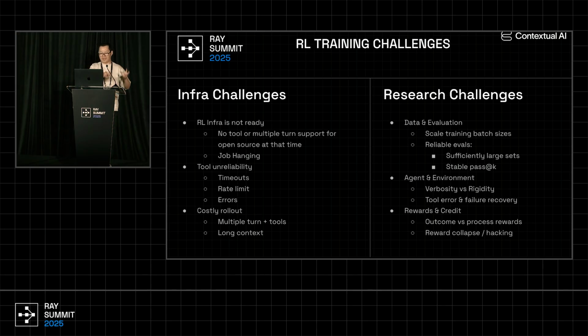Especially when you do multiple-turn tuning, right? You will have an outcome, but meanwhile at each step you have the process reward. How can we avoid the reward collapsing, and also sometimes reward hacking?